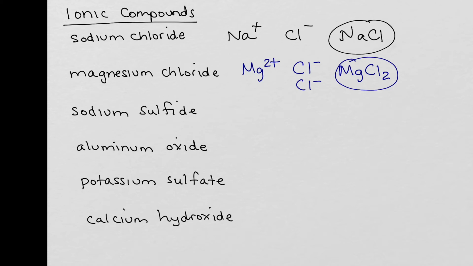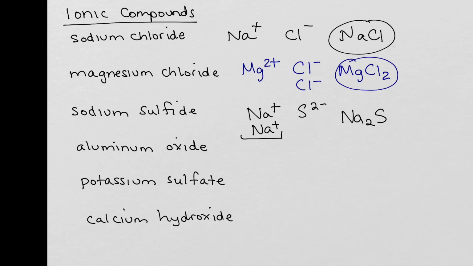Sodium sulfide. Sodium tends to form +1, and sulfur tends to form -2. So again, here we have a 2- and then a +1. So I'm going to need 2 sodiums to balance out the 2- of sulfur. So if I put 2 sodiums together, that would be +2. 1 sulfur is 2-. That means I need 2 sodium for every 1 sulfur.